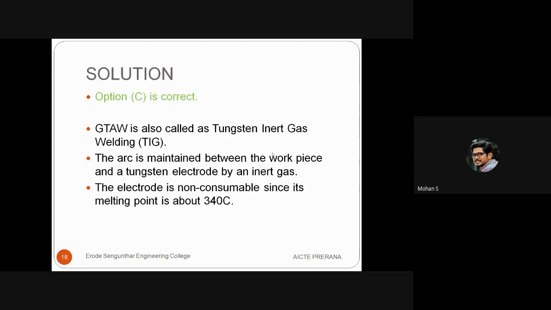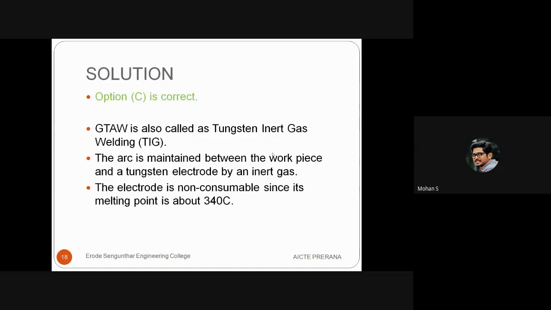In short form, we call it GTAW. It is also called tungsten inert gas welding. The purpose of the inert gas, you already know: it is a surrounding gas which never allows atmospheric air to interact in the welding area. In case of atmospheric interaction, the weld will not be a proper weld. It will definitely be a defective weld. So gas tungsten arc welding is also called tungsten inert gas welding. Tungsten has a melting point of about 3400 degrees Celsius. They have given the point over here.